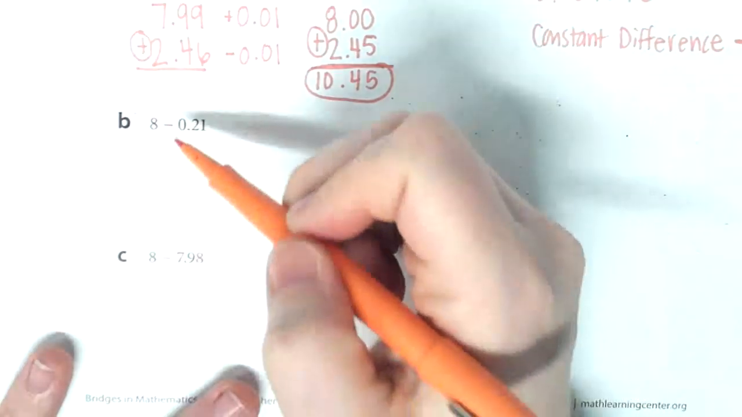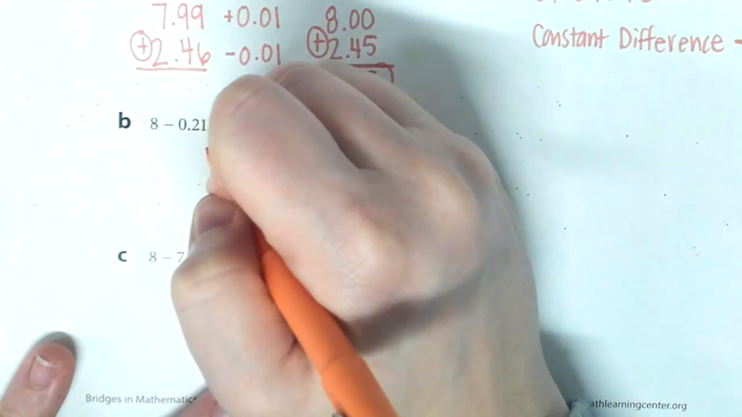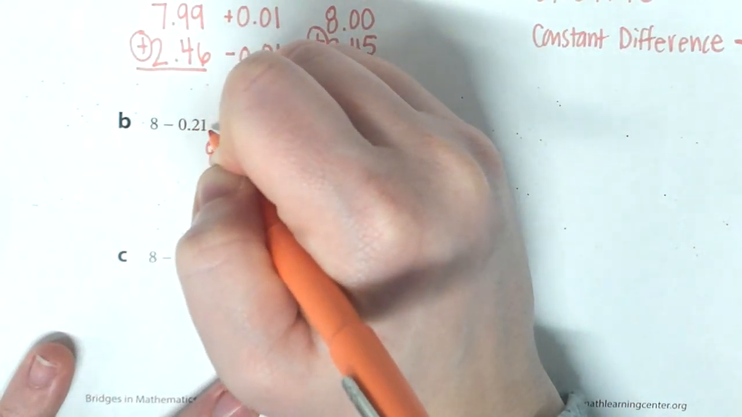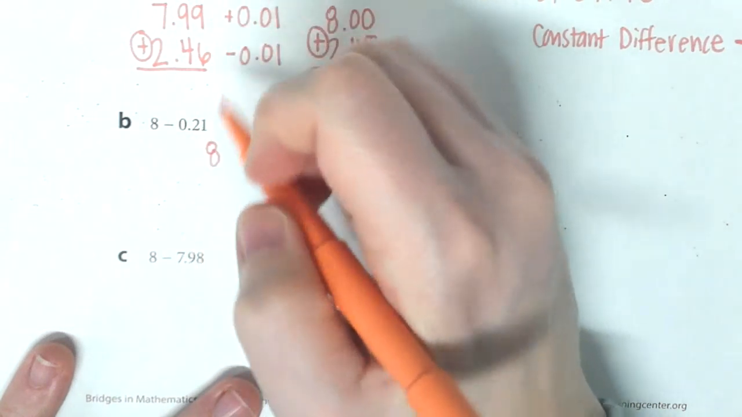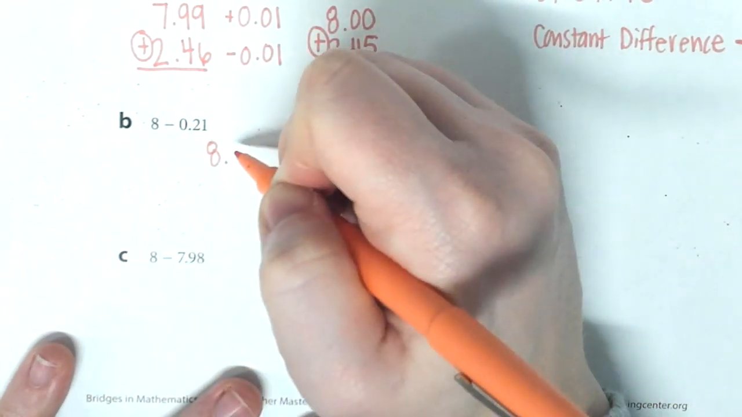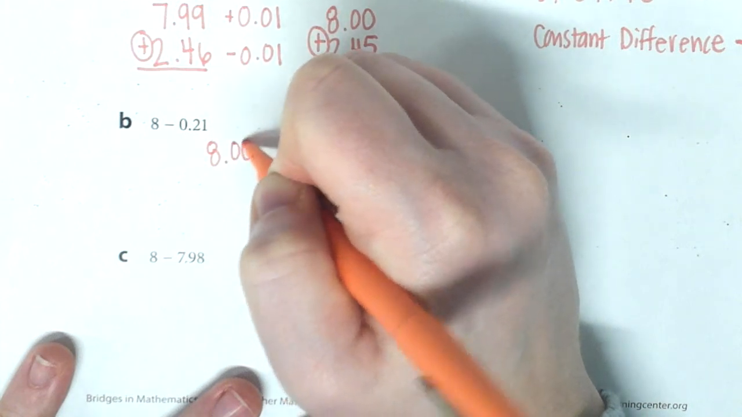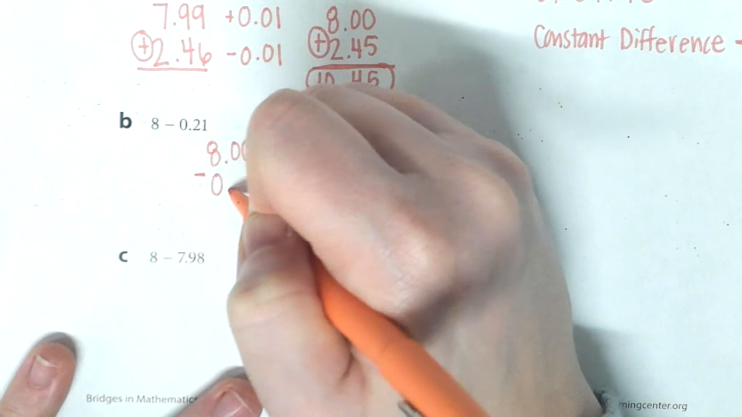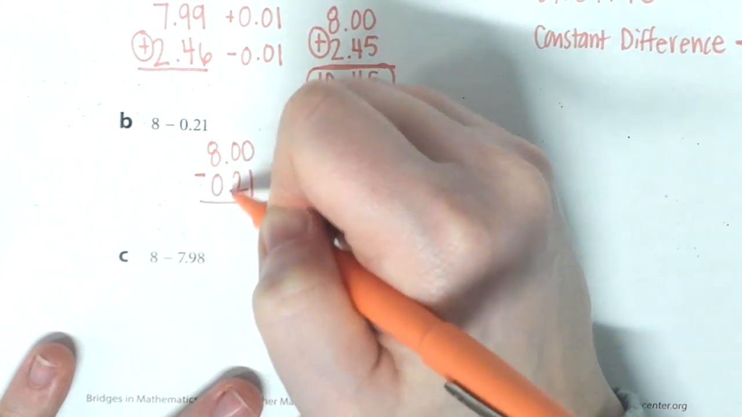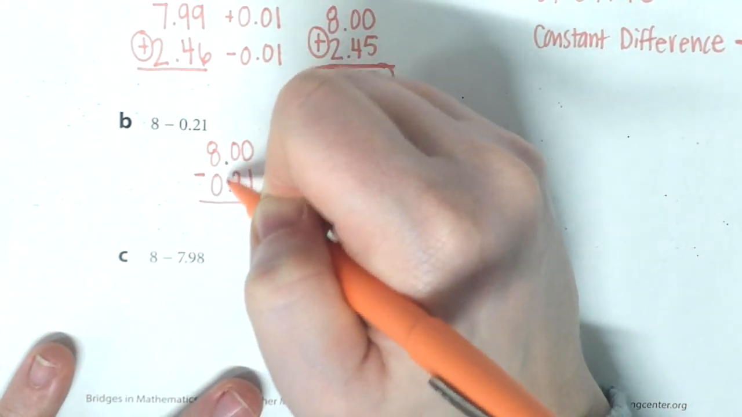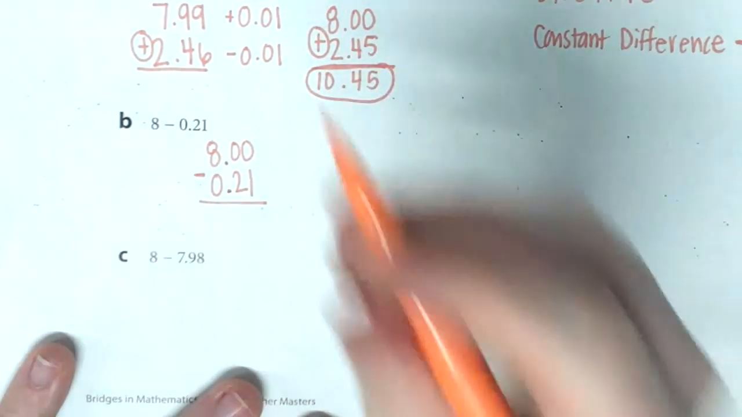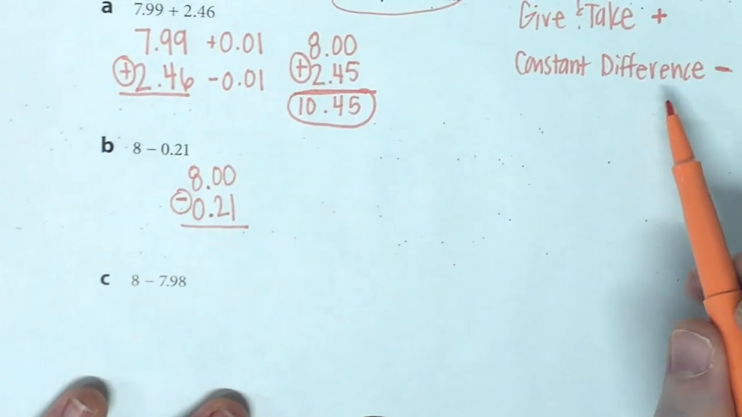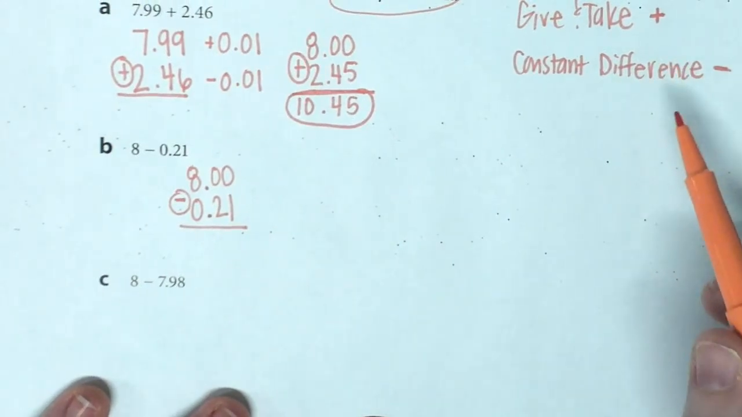Let's go to letter B. I'm going to stack it first. And because this one has a decimal and some digits after the decimal, I'm going to do the same with my 8. I'm going to put a decimal, and I'm going to put 2 digits after it to balance it out. I'm subtracting, and I'm making sure they're nice and lined up. My decimals are lined up. I'm subtracting, so I know that I have to use constant difference. I can't use give and take.